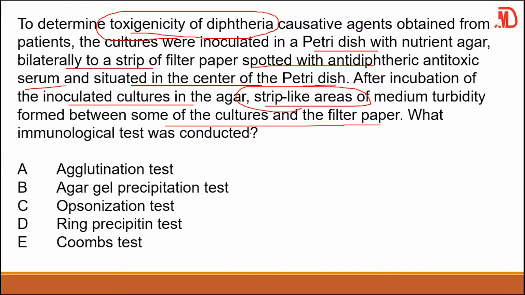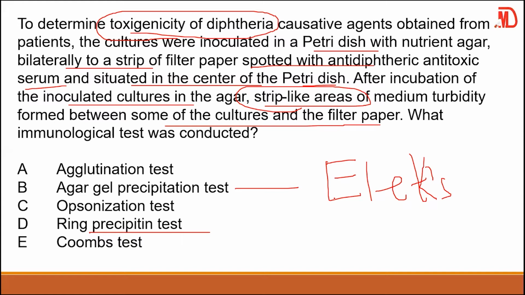If it is ring-like, then we are dealing with what? A ring precipitin test. Now, another name for the agar precipitation test is what we call the Ouchterlony test. The Ouchterlony test. So take note of that.